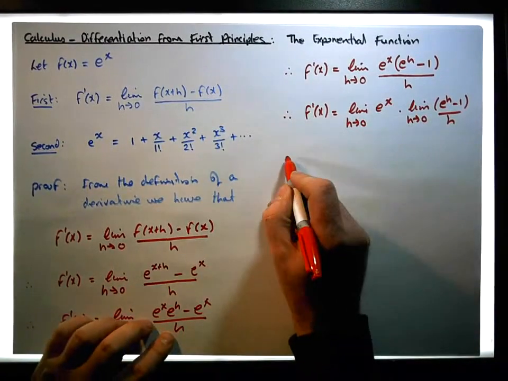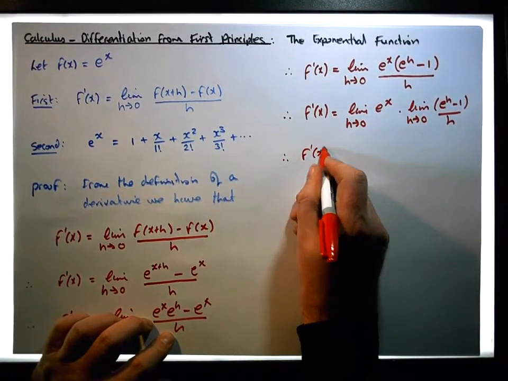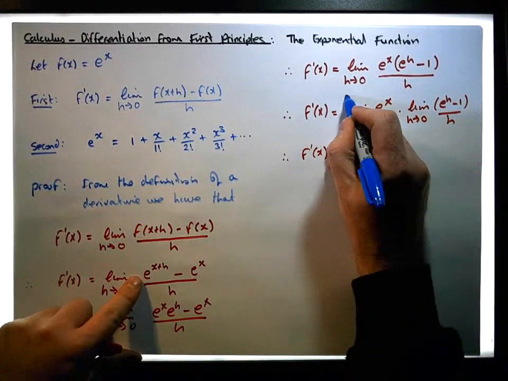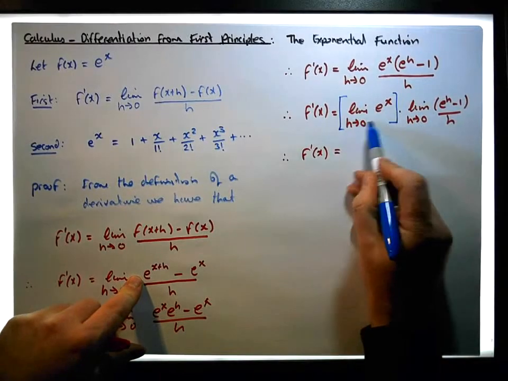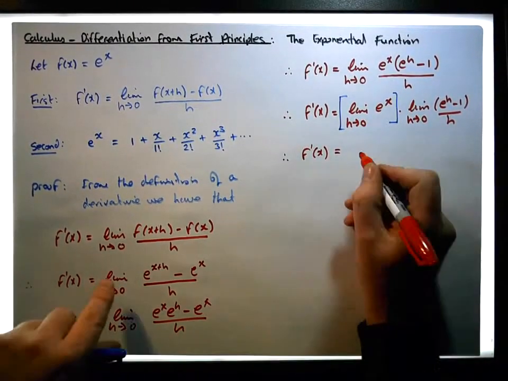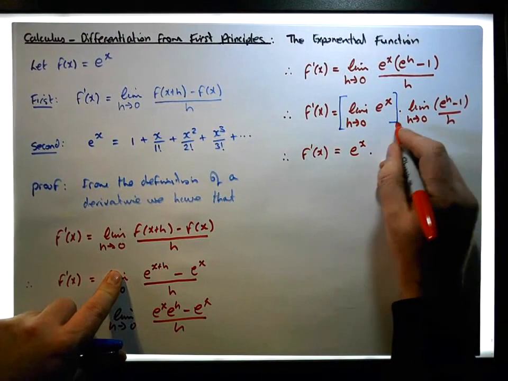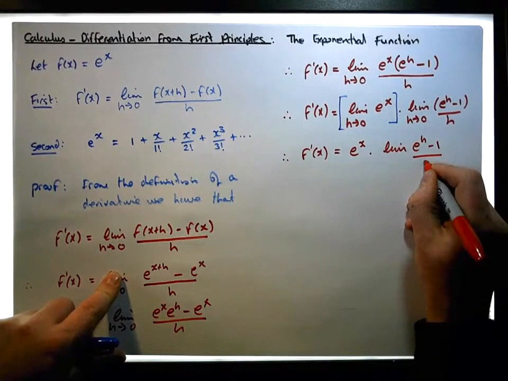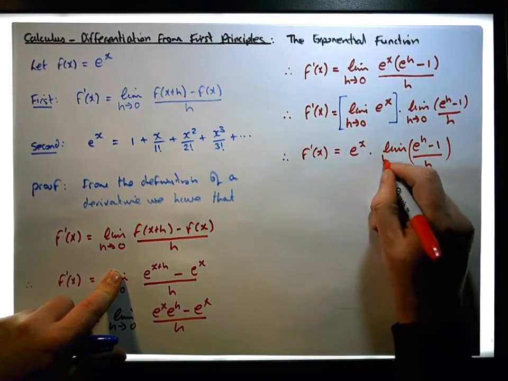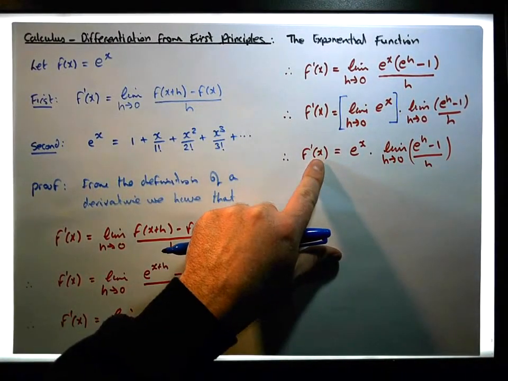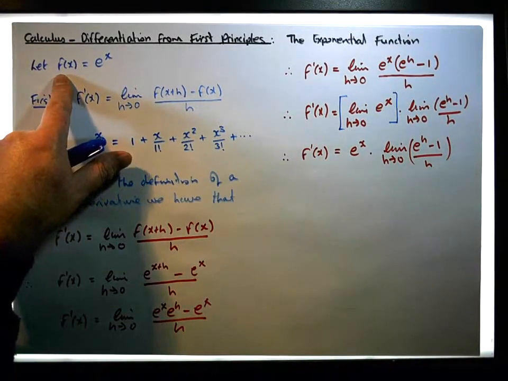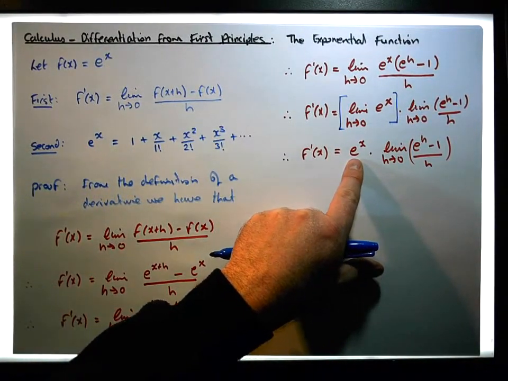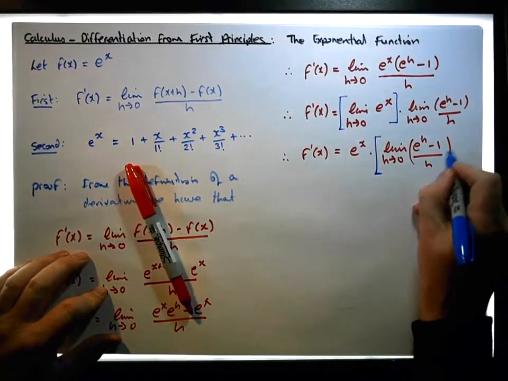So therefore what we have is f prime of x is equal to the evaluation of this part of the product as h tends to 0. Well, e to the x tends to e to the x. So this is e to the x times this particular limit here, the limit of (e to the h minus 1) all over h as h tends to 0. So to get the derivative of this function, f of x equals e to the x, it's now boiling down to finding this particular limit.